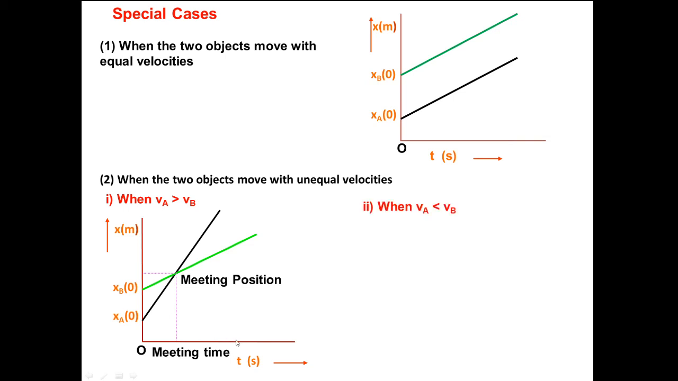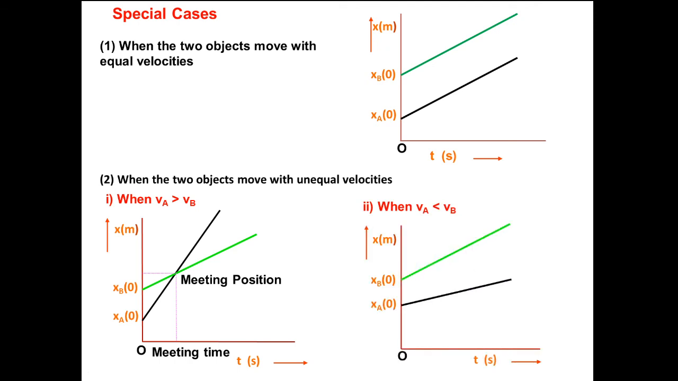What happens if the velocity of A is less than the velocity of B? Then, with A ahead as in the earlier situation, as we go on, the distance between these two continuously increases as they go away. So these are a few conditions for the relative velocity.